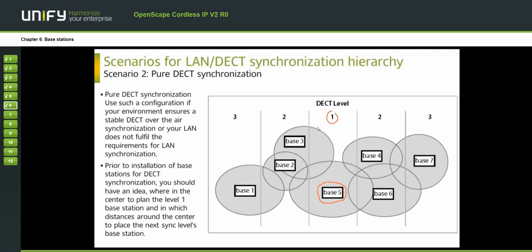That means those base stations can sync via air from the sync master, which is base station number 4. However, this would not be possible on the other side of the metal wall, and therefore for the synchronization of base station 7 I have to do something in addition. I have to sync base station 7 from base station 4 via LAN, putting base station number 7 into DECT level number 4, and from DECT level 4 onwards I can now again synchronize the base stations of DECT level 5, 6 and so on.